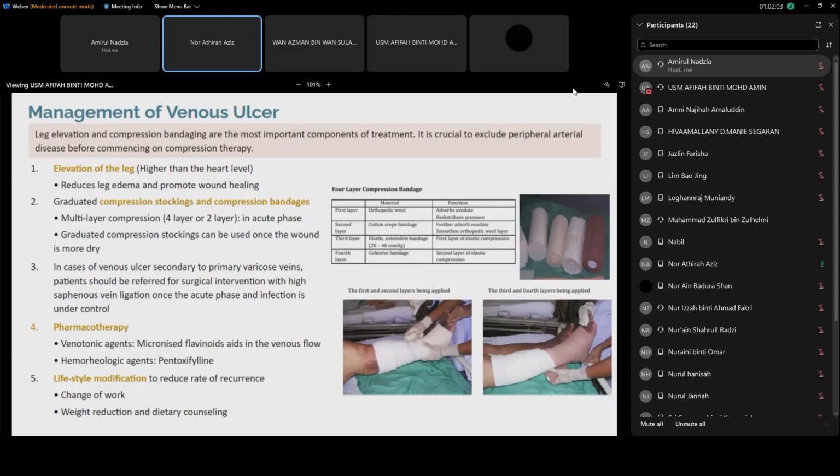Okay, for the 4-layer compression bandage, we have 4 layers. So first layer, the material used is orthopedic wool. Second layer is cotton crepe bandage, followed by elastic extensible bandage. And lastly, the most outer layer is cohesive bandage.